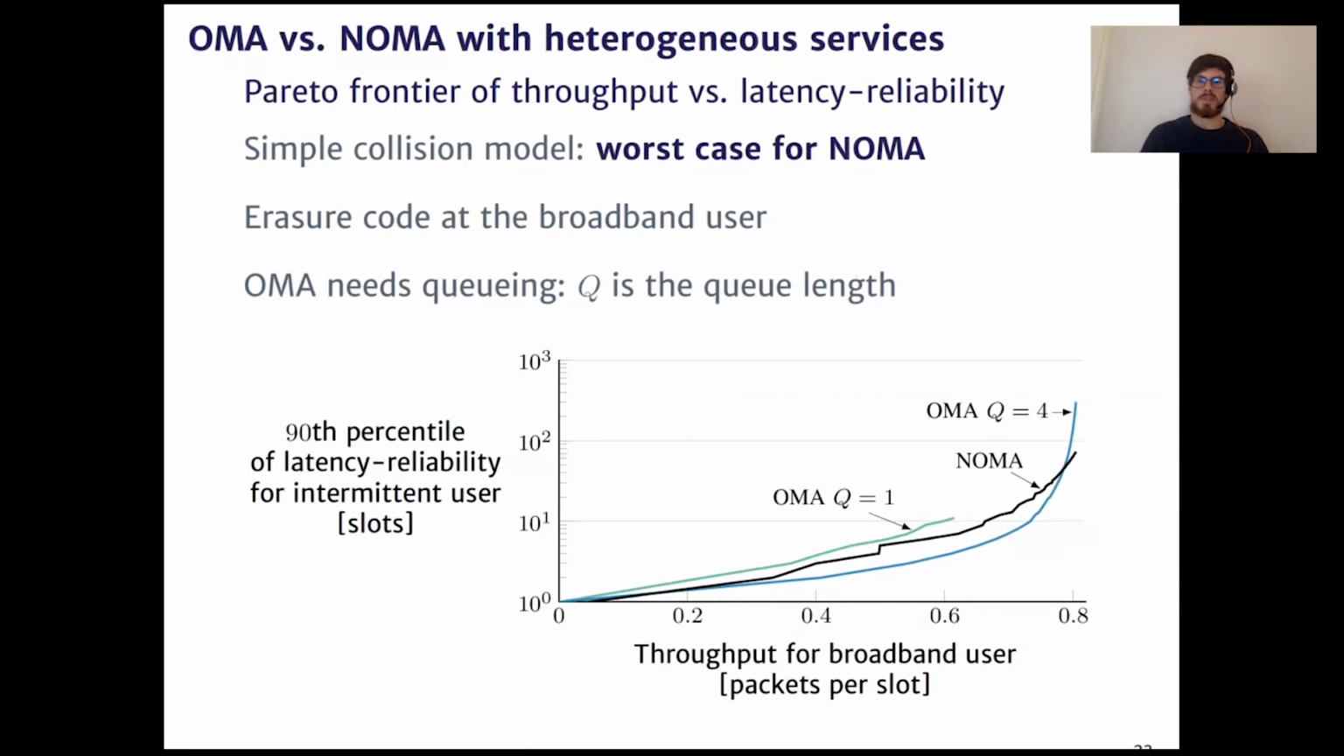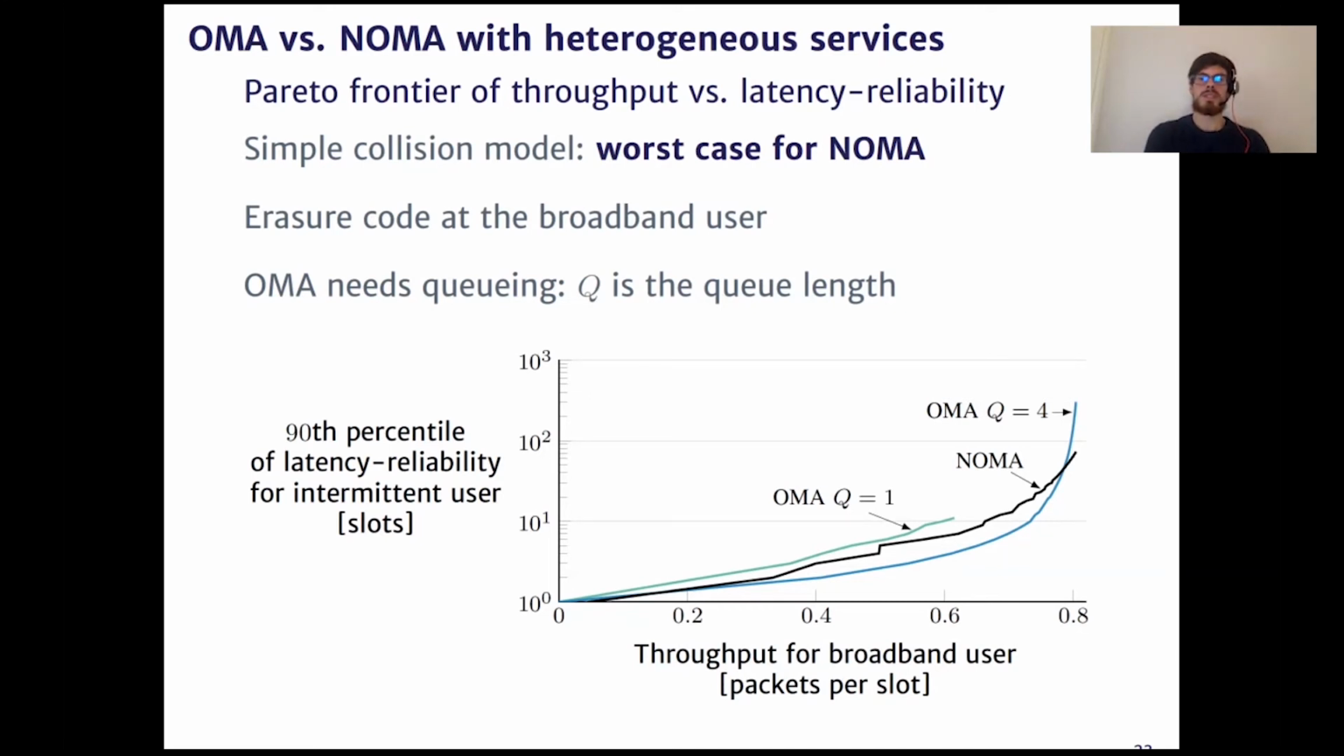Some work that we have done focuses on a simple collision channel model, where if we have transmission from the broadband user and from the intermittent user, you will cause a collision, and you will only recover if the broadband user is decoded and can remove the interference to the URLLC user. This plot is quite intense to explain.